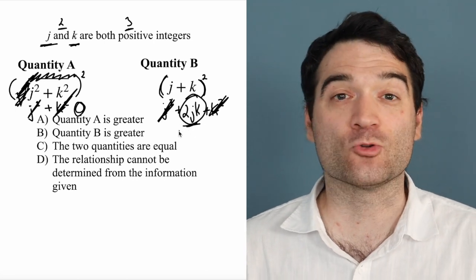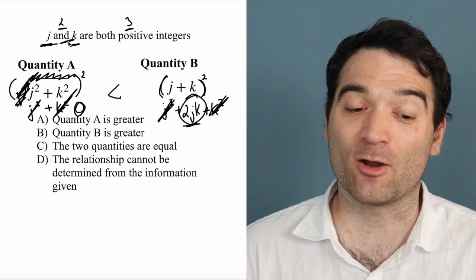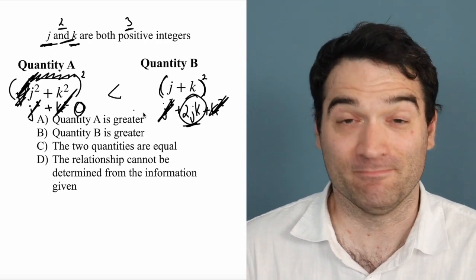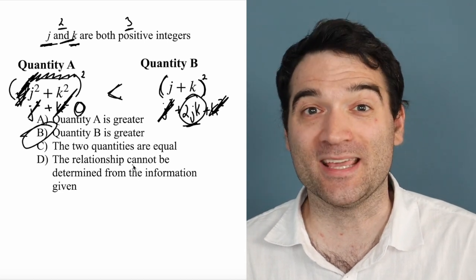Well, is 2JK greater than or less than 0? It's greater than 0 because J and K are both positive integers. And 2 times a positive integer is a positive integer, which is greater than 0. So in this case, quantity B is greater.